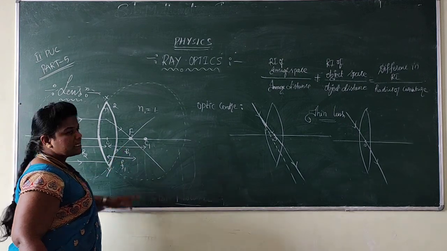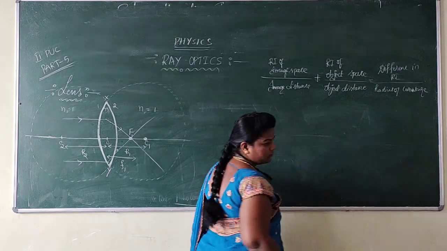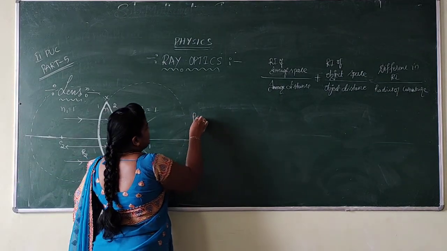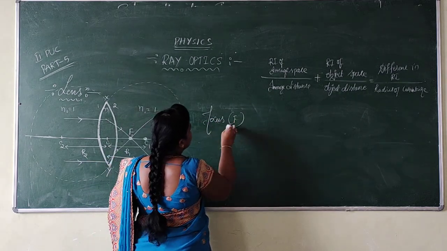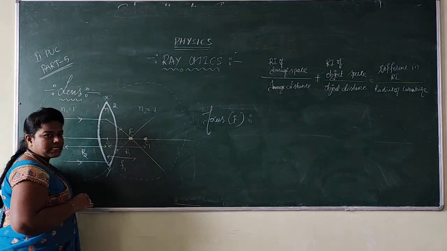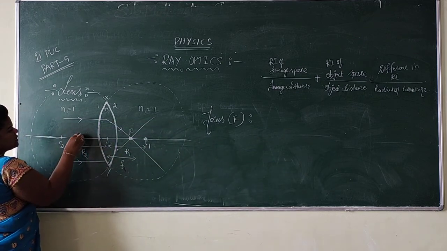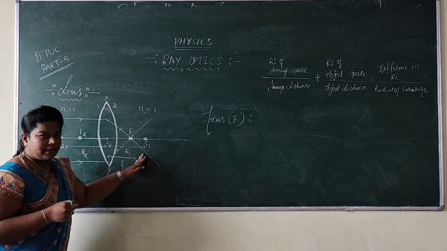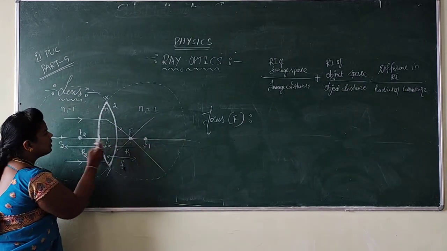Now let us see what is principal focus. It is represented by the symbol capital F. What is a principal focus? It is a point on either side of the lens. So principal focus is a point on either side of the lens on the principal axis. So this point is lying on the principal axis, on either side of the lens, right?